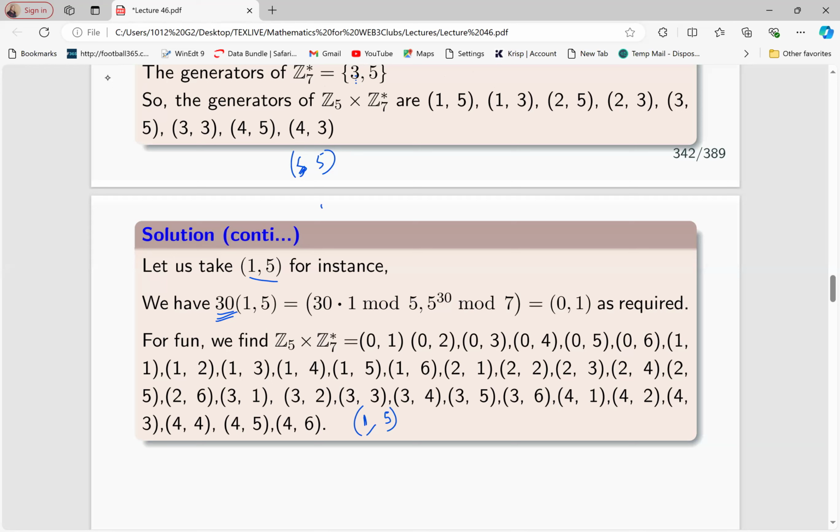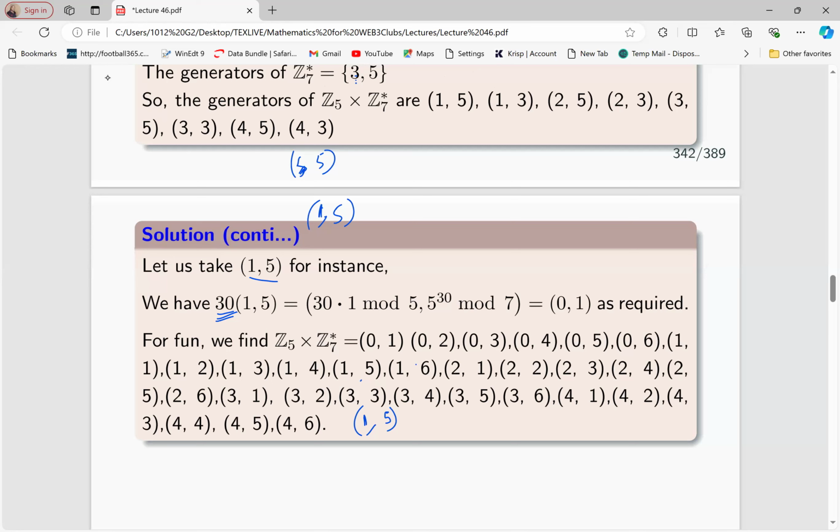Now, an element would generate these 30 elements if its order is also 30. An element will generate 30 elements if its order is also 30. But if its order is not 30, it cannot generate 30 elements. If you can generate these 30 elements, then we say it's a generator.